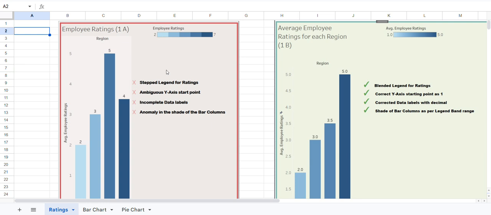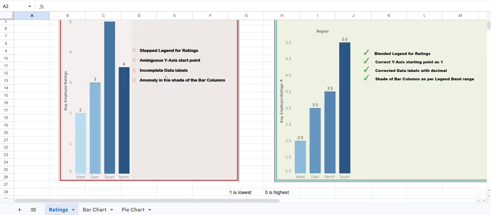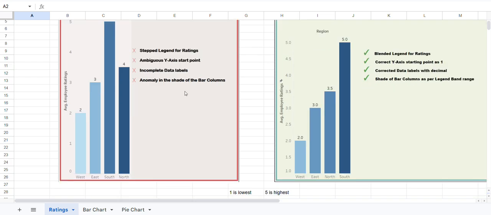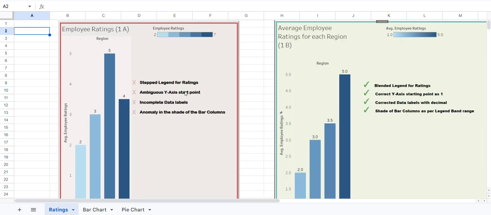For example, this is for each region, there are a lot of employees who have been rated. Here they have shown a stepped legend, like light blue for 2, then 3, 4, 5, 6, 7. Okay, but then, come on, the ratings were around 5, right? Then how come this legend has 7 here? That shows an incorrect legend.